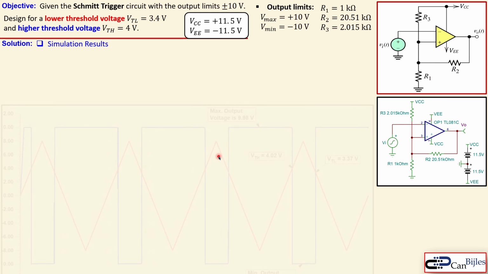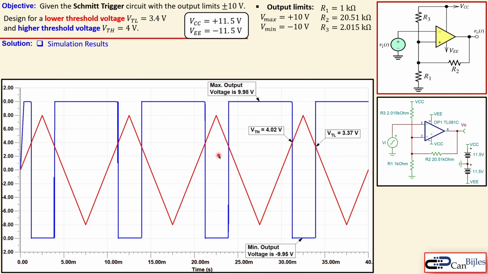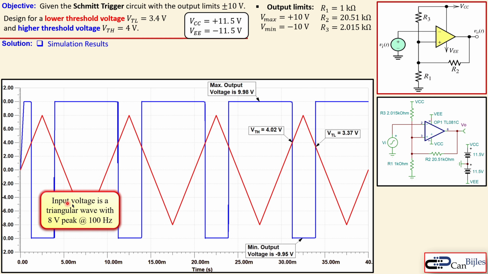Now what do we have now? Okay, let's see the plot. This is our simulation plot. The blue one is our output and the red one is our input. The input is in this case chosen as a triangular wave with an 8 volts peak with a frequency of 100 Hz. So I would like to have just a waveform which is sufficient to go in this limit. You can of course do also 5 volts peak or even 4.5 volts peak, it doesn't matter, because you get sufficient voltage. So this is just a random choice.